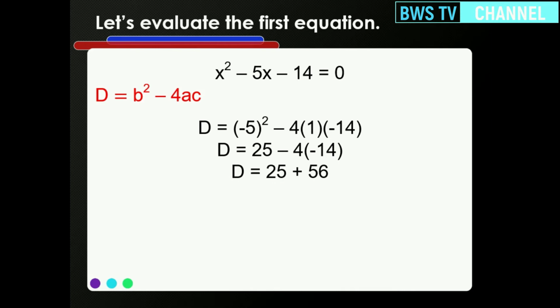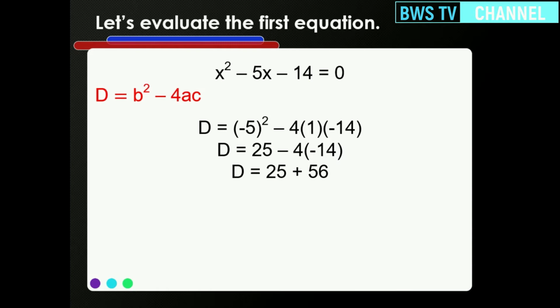Remember, we are multiplying negative 4 times negative 14. So the answer is 56, and then it becomes plus because of the rule of integers. Negative times negative will be positive, or plus. That is why in the middle is plus.